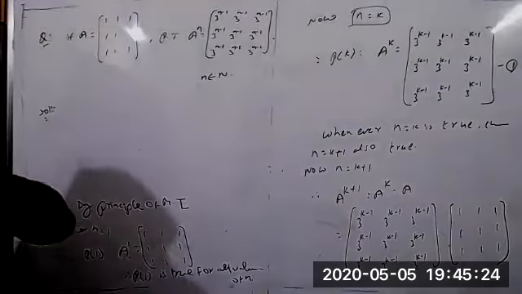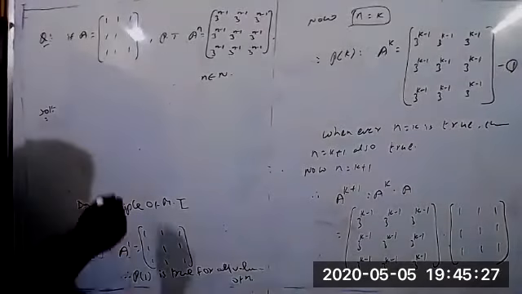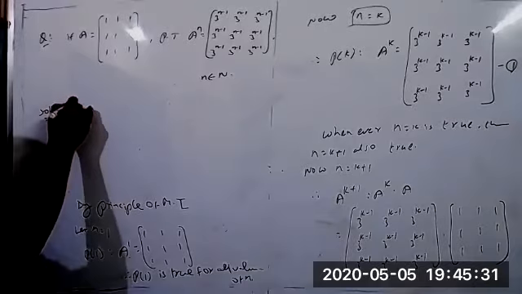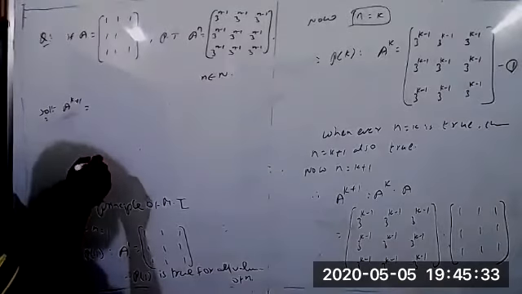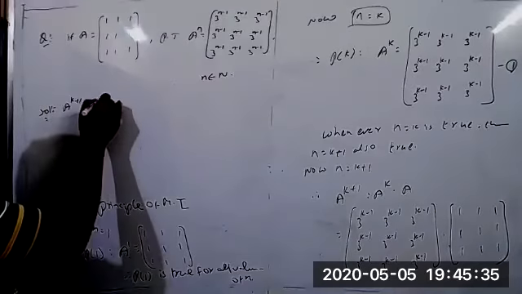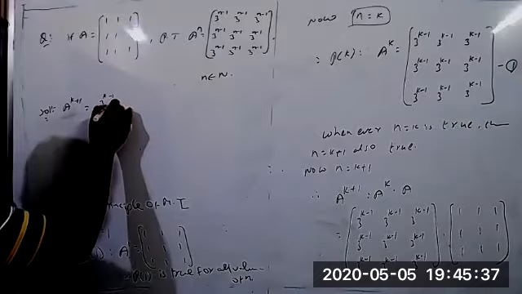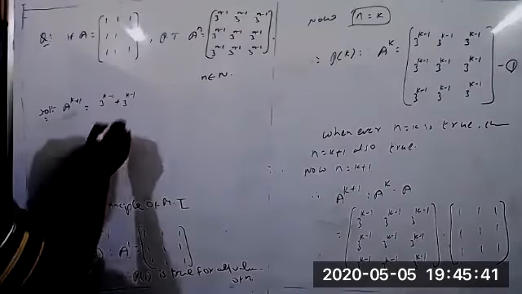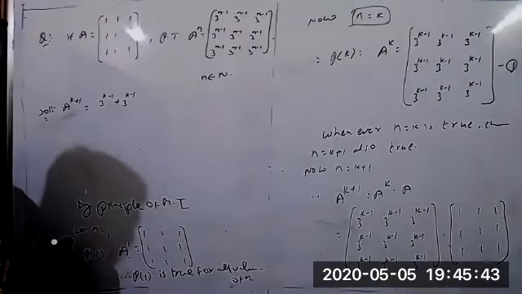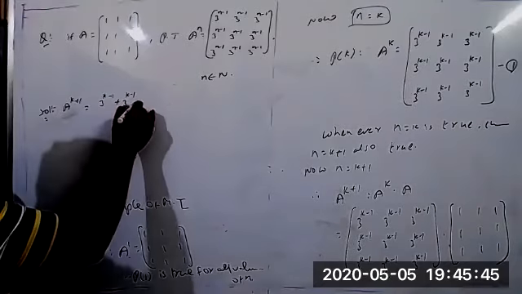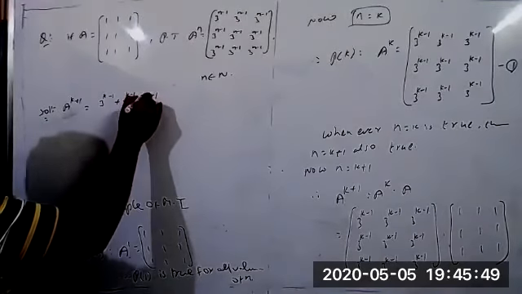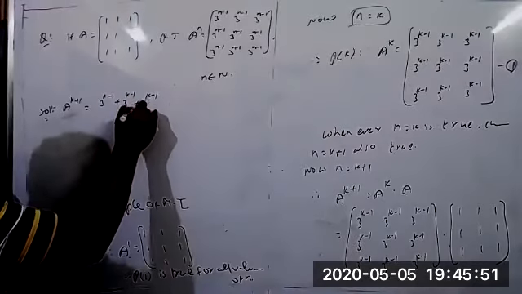So multiply both of them. First one into first column. So A power K plus 1 equals 3 power K minus 1 plus 3 power K minus 1 plus 3 power K minus 1.